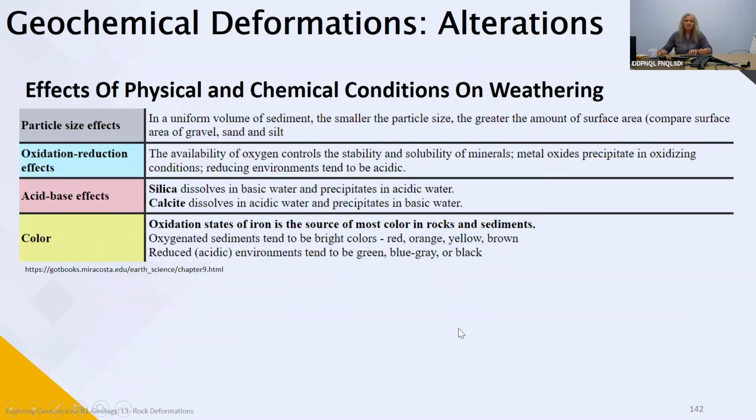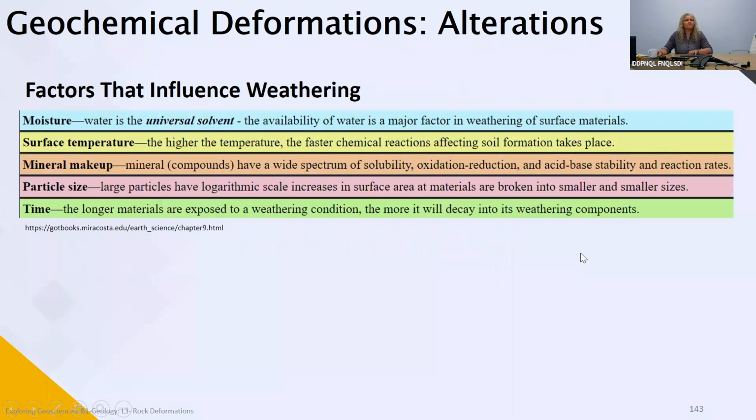So the effects of physical and chemical conditions on weathering are based on these factors: the particle size, the oxidation-reduction effects, the acid-base versus base effects, and the color. So these are the main ones. The factors that influence weathering can be summarized here: the moisture present, the surface temperature, the mineral makeup, the particle size, and the time. Time is also one of the big factors for geochemical alteration. It can take time, but it will happen through time.